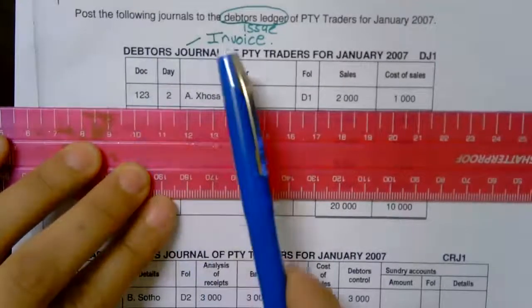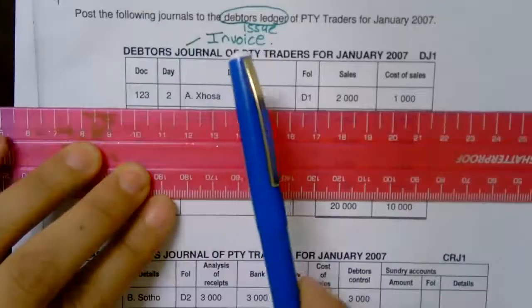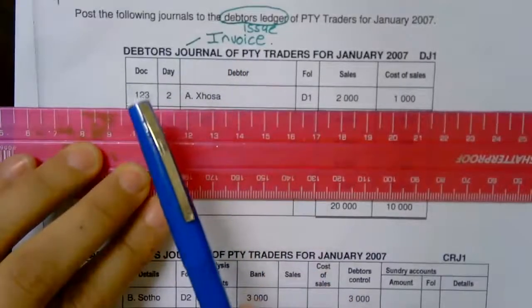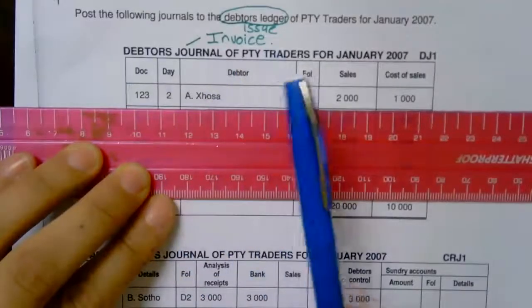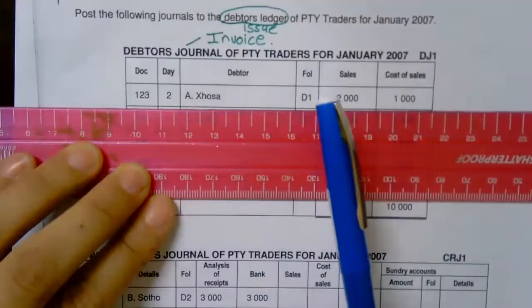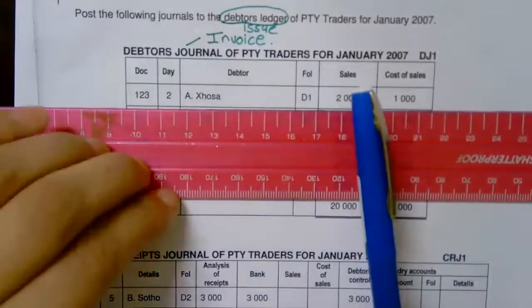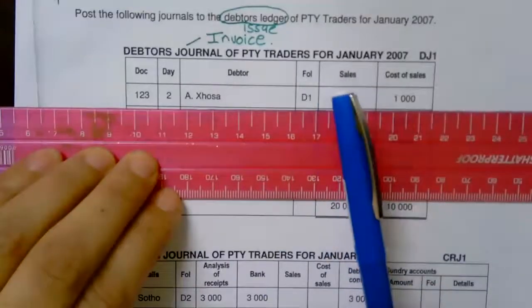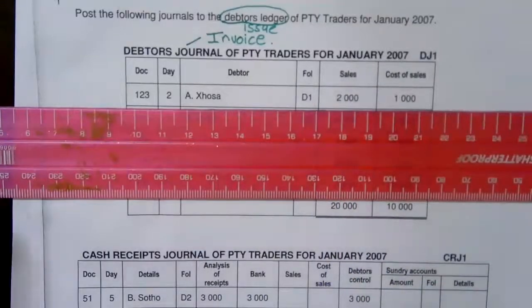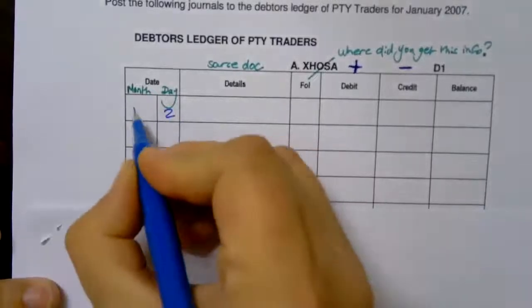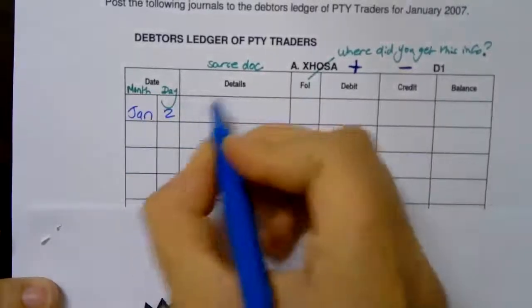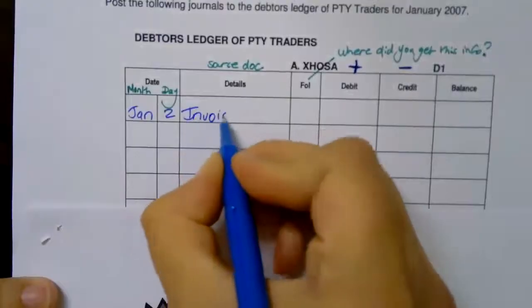We gave him an invoice because you always give a debtor an invoice when he buys from you on credit. What was the number of the invoice? It was number 123. How much did he buy from us on credit? He bought from us on credit to the value of 2,000 Rand. Remember, it's the sales price that he owes you. Okay, so now you go to his account and you write down on the 2nd day of the month of January, we gave him an invoice.